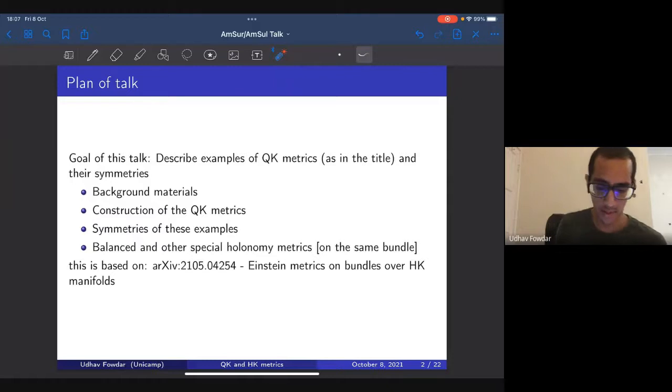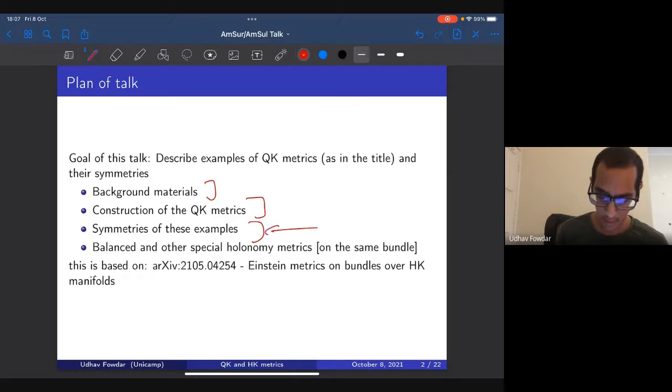The way this talk is going to be structured is, first, I'm going to give you some basic material, a quick crash course into Quaternion-Kähler geometry, so everyone knows what we are talking about. Then I'm going to move on to the actual construction of these metrics, which is going to be fairly straightforward. And most of the time is really going to be spent on understanding the symmetries of these examples.